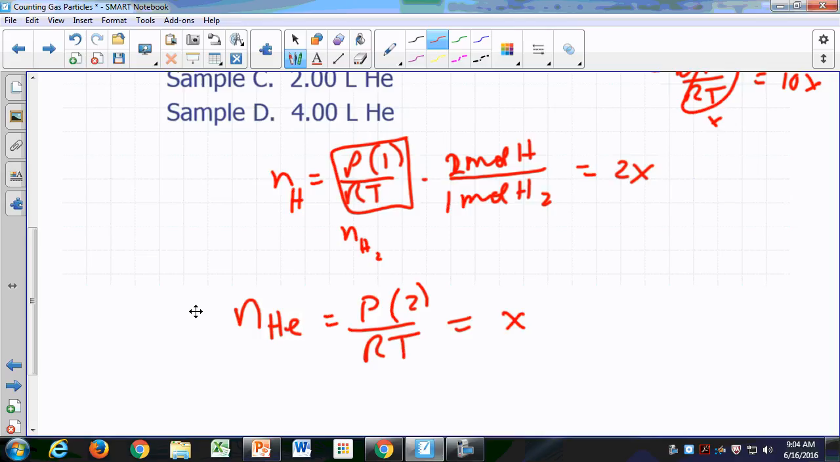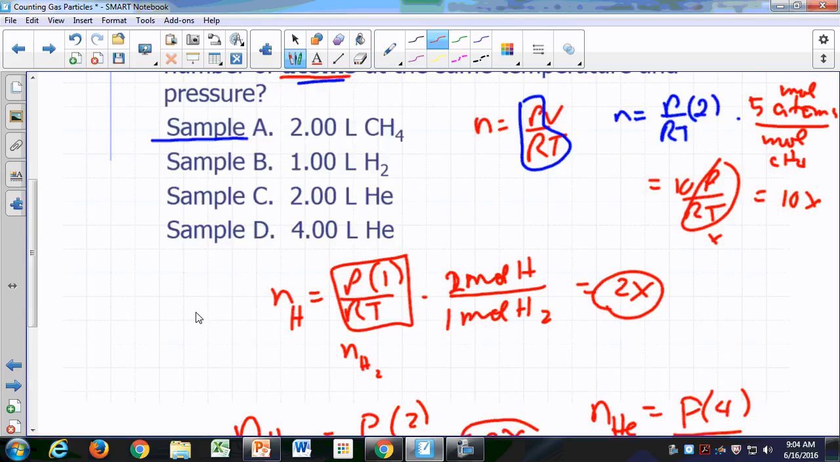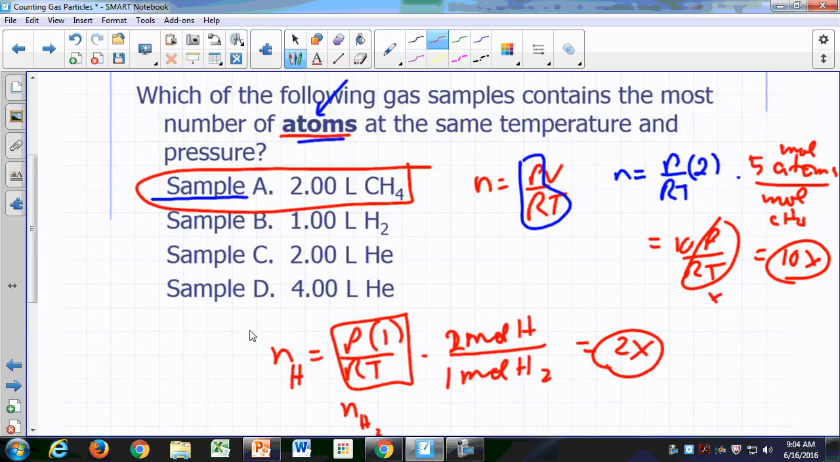Then finally the last one, moles of helium for sample D would be P times 4 over RT. So this is going to be 4X. So you're comparing 4X versus 2X versus 2X versus 10X. So CH4 would have the most number of atoms. Now it doesn't matter what the temperature and pressure is, since we're comparing all of them at the same temperature and pressure.